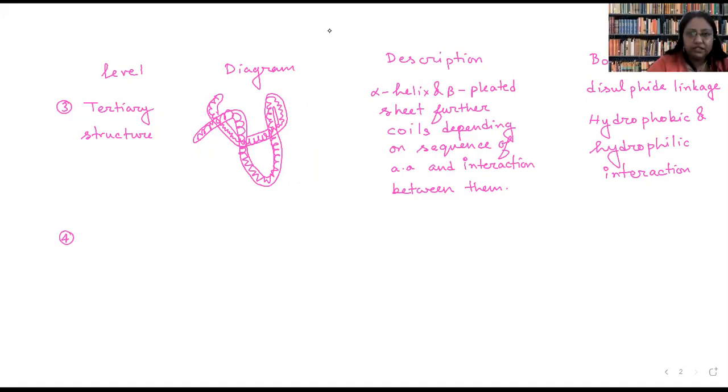So now the next important part is the quaternary structure. It's not compulsory for all types of protein. In some cases, quaternary structure may be present, may not be present. Why? Because quaternary structure is present in the case of proteins with more than one polypeptide chain.